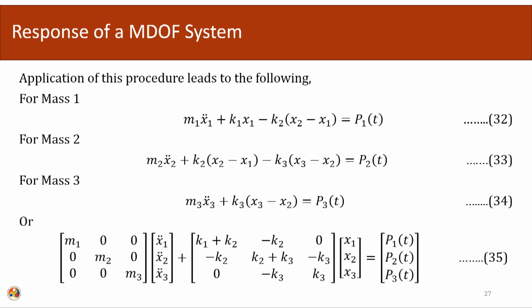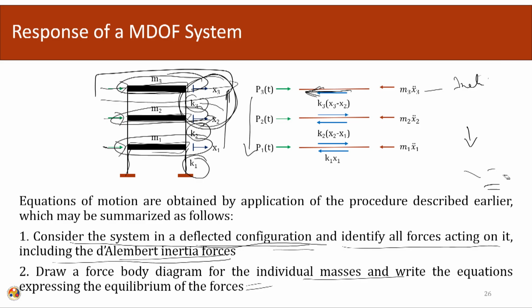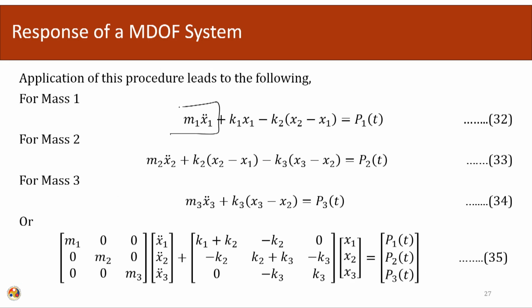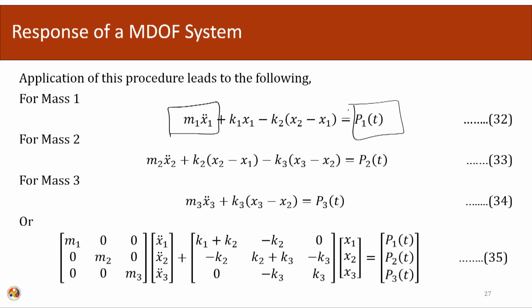Okay. So, here we are representing the equation of motion. Let us do one at a time. We have taken the first one. First one, the inertial force represented by D'Alembert's principle, m1 x1 double dot. The external force applied is P1.